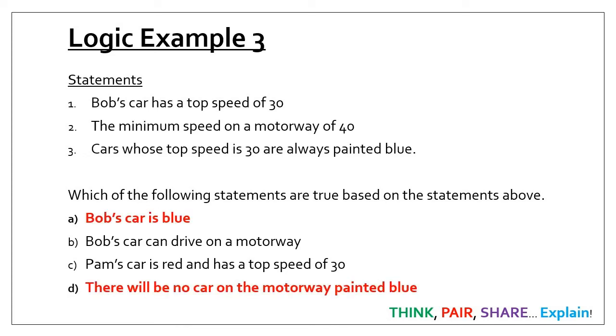So the answer to logic example 3. A is true, because Bob's car has a top speed of 30. So that also lines up with number 3, cars whose top speed is 30 are always painted blue. And D, there will be no car on the motorway painted blue because any car painted blue has a top speed of 30 miles an hour and therefore is too slow to go on a motorway.